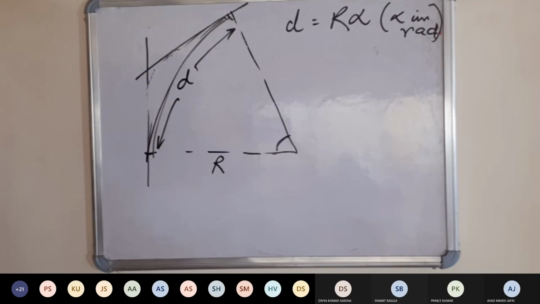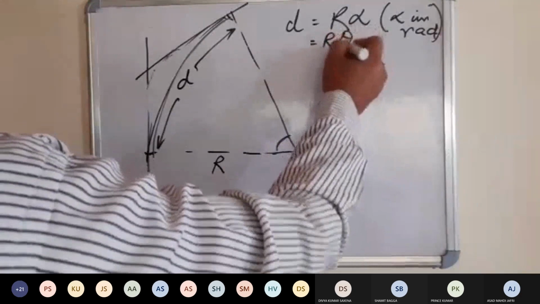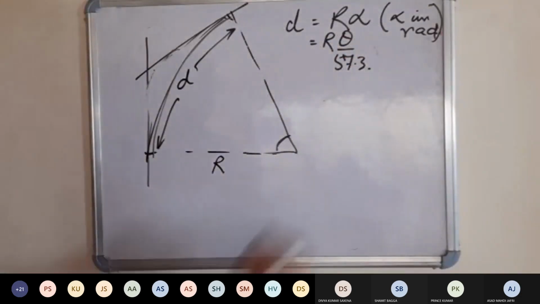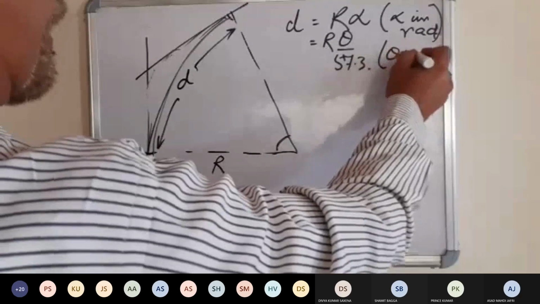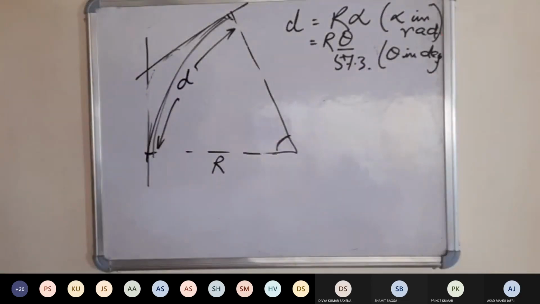Correct. It is equal to r into theta by 57.3, where theta in degrees. Think about it and see if it is okay. If not, I'll explain. ये क्या हो गया? Confusion?